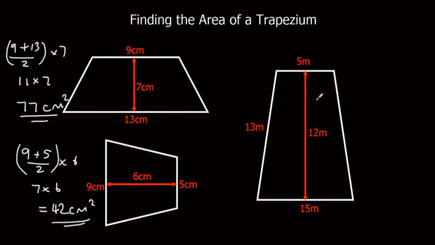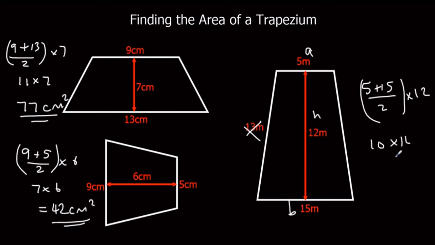And here, this one's the perpendicular height. These two are A and B. The 13's there to mislead us, don't use it. We've got 5 plus 15 over 2 times 12. 5 and 15, that's 20, half of that is 10. So it's 10 times 12, which is 120 meters squared.